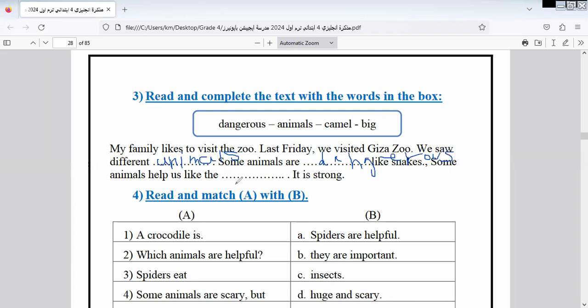Some animals help us, like it's strong. Some animals help us like what? Like the camel, because the camel is known as the ship of the desert, okay? It's strong. Let's go to another one here.